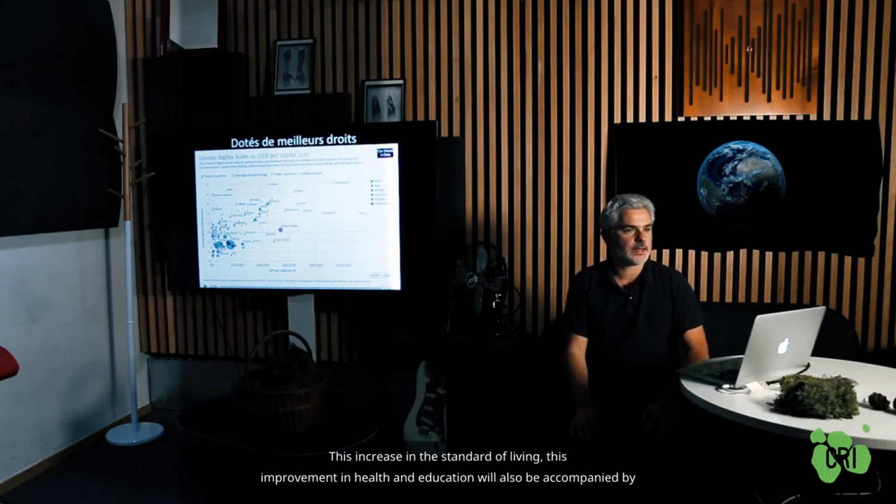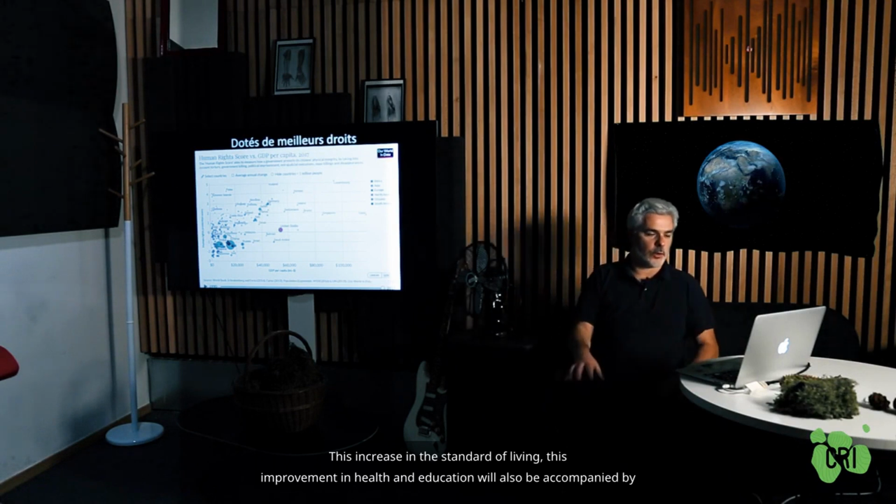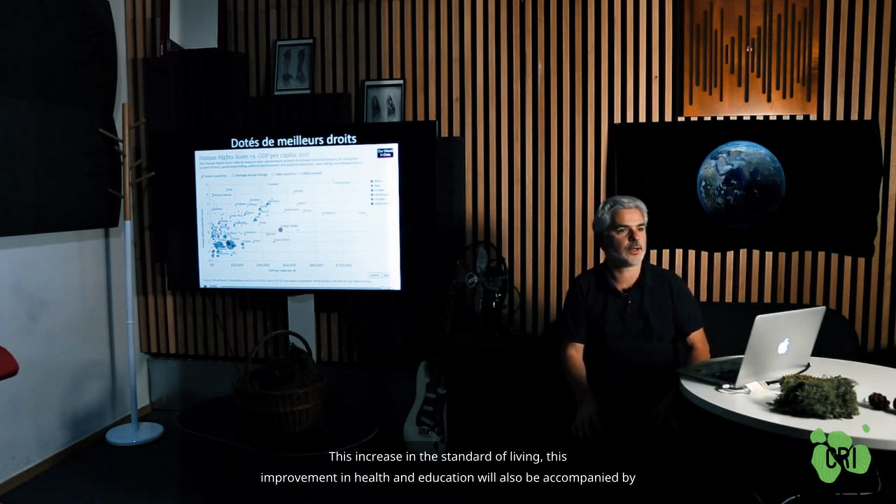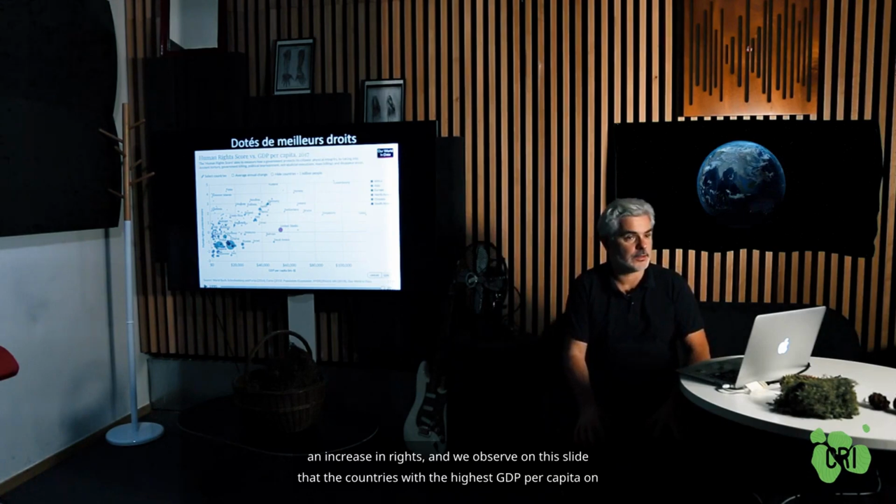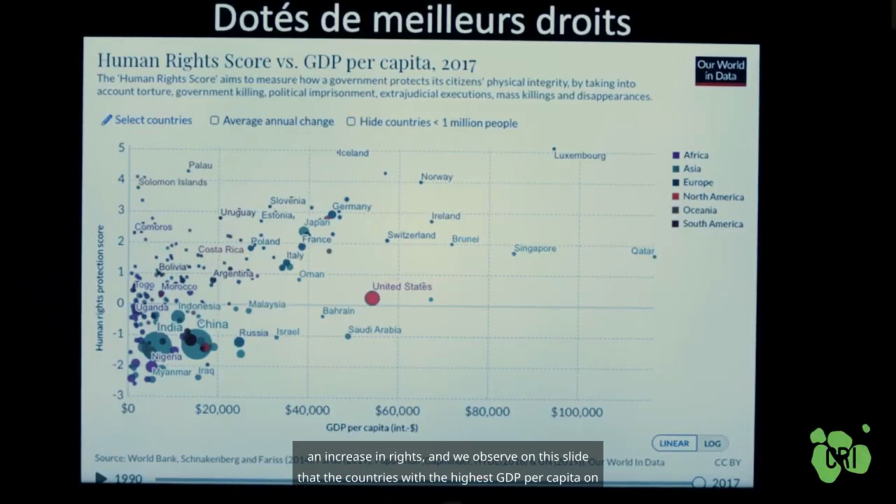This increase in the standard of living, this improvement in health and education, will also be accompanied by an increase in rights. And we observe on this slide that the countries with the highest GDP per capita on average are also those with access to the greatest number of human rights.